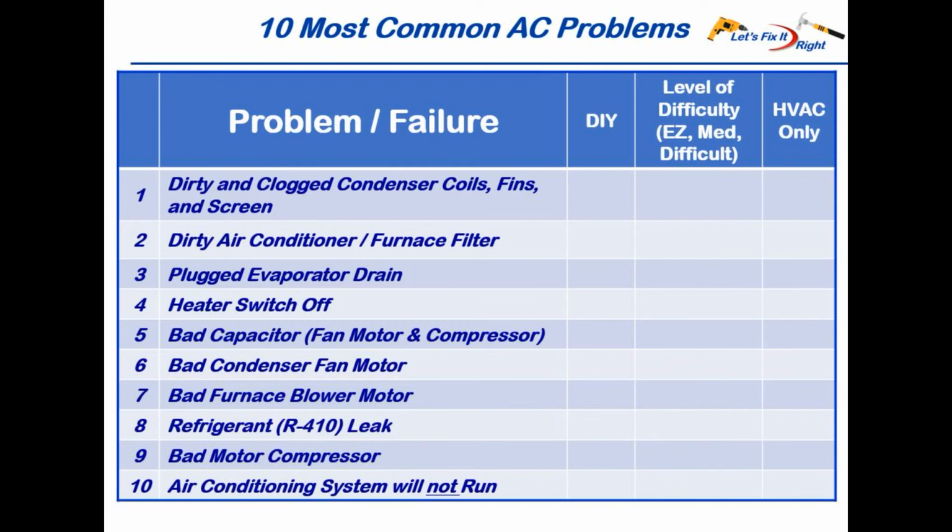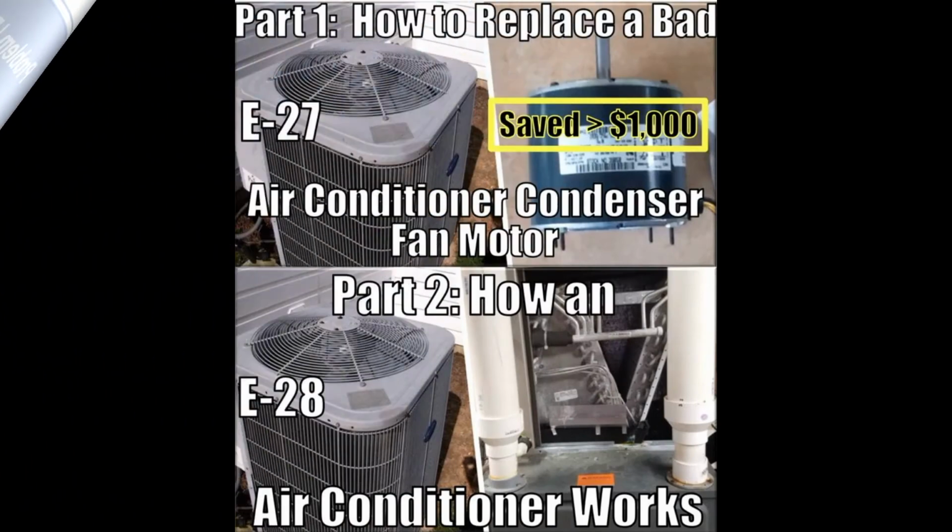In addition, I provide you, the do-it-yourselfer, high-level recommendations to fix these problems or make appropriate decisions to hire an HVAC contractor to repair the more difficult air conditioning challenges. In episode 27, I showed how to change a bad air conditioner condenser fan motor and how I saved more than $1,000 doing it by myself in lieu of paying an expensive HVAC contractor to do the job.